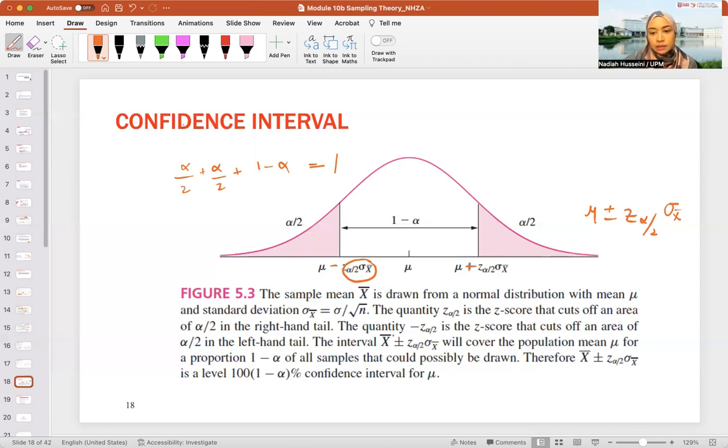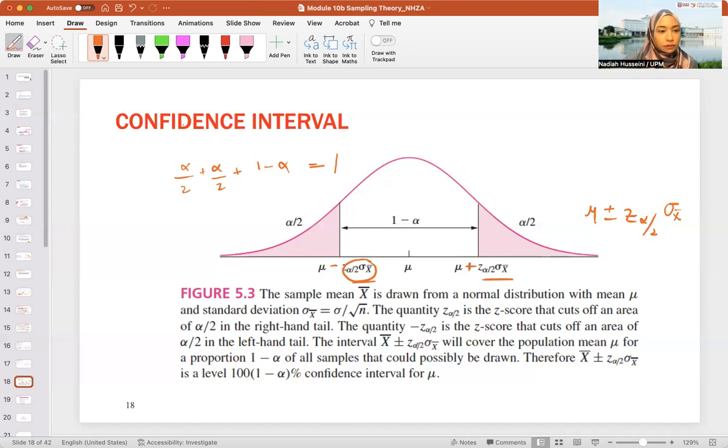Okay, so how do we determine this guy? This is the important part here. The quantity minus z alpha over 2 is the z-score that cuts off an area of alpha over 2 in the left-hand tail. And for this guy, it is for the right-hand tail.